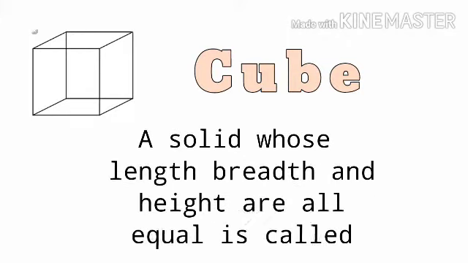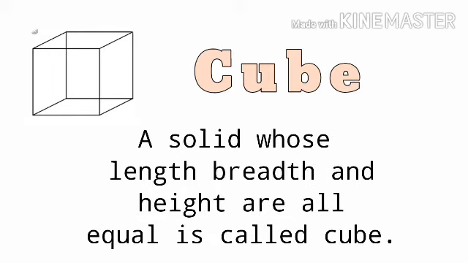Dear student, today we will discuss chapter number 20, volume and surface area of solids. First we will talk about the cube. A solid whose length, breadth and height are equal is called the cube.